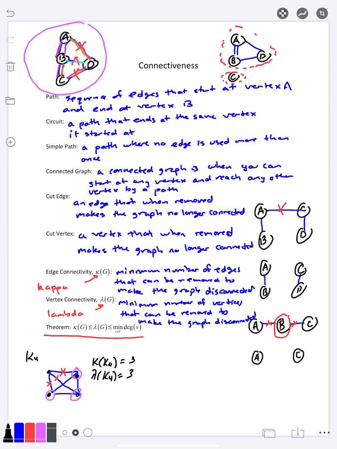And if you look at the graph here, the minimum of all the degrees is also 3. In fact, all the degrees are 3 in that case. So this is an example where all the numbers are equal. It's definitely not always the case. Let's do one that's similar to the bridges of Konigsberg, but with only a single edge in any case here.